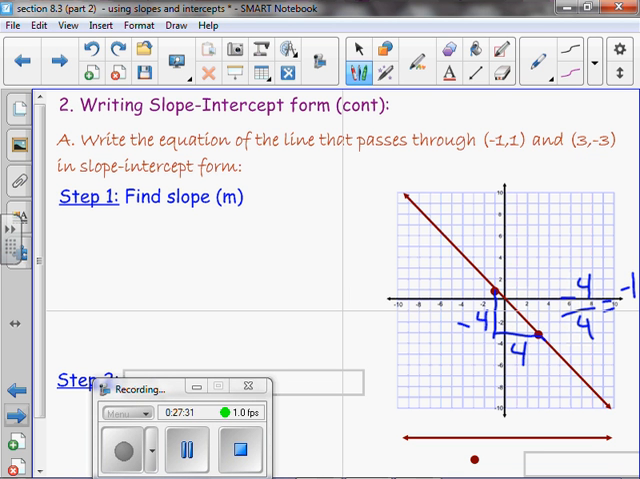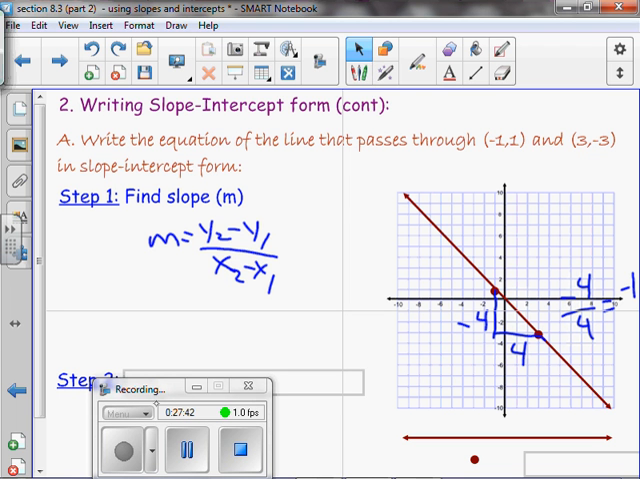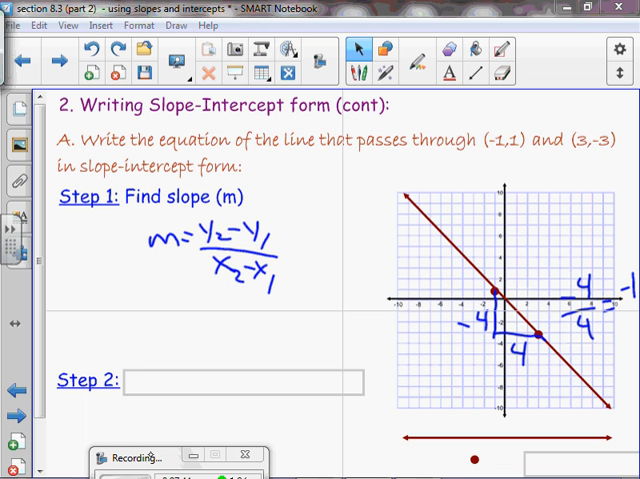The other way is just using the formula. M equals y2 minus y1 over x2 minus x1. Okay? And from there, I just figure out which one I want to call point 1, which one I want to call point 2. Let's do x1 here, y1 here. Point 2 is x2, y2. And then we'll just plug in.